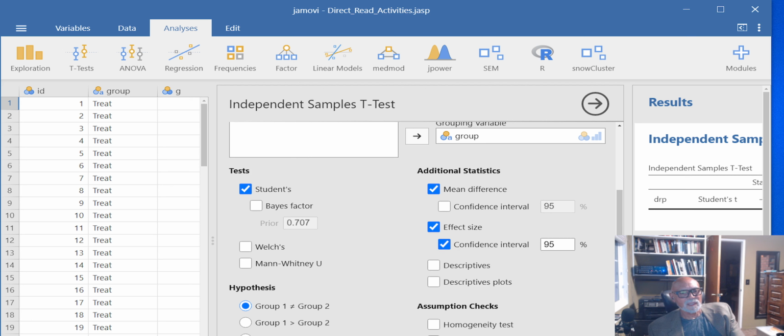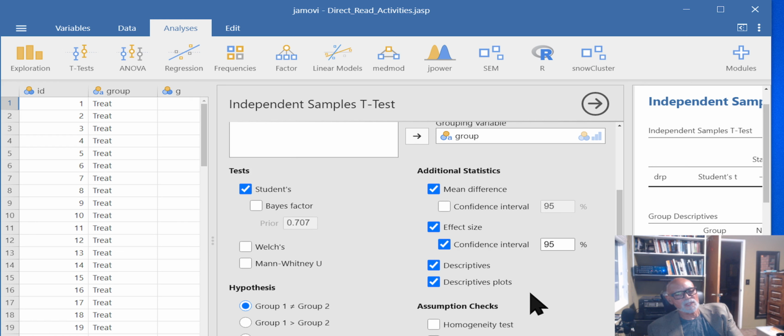And so we'll take a look at that with 95%. We'll get our descriptives, which tells us the means for the two groups, and we'll get descriptive plots.